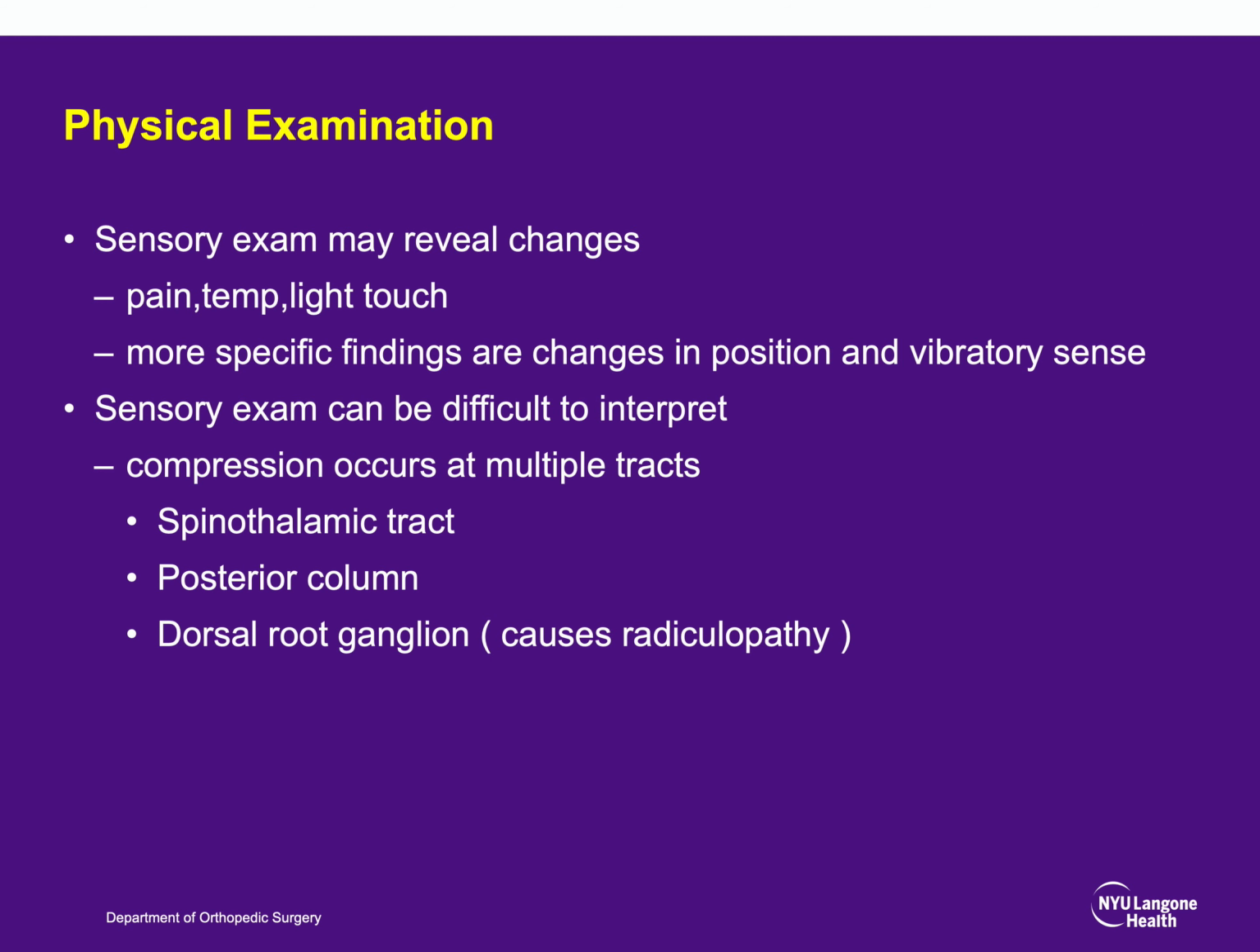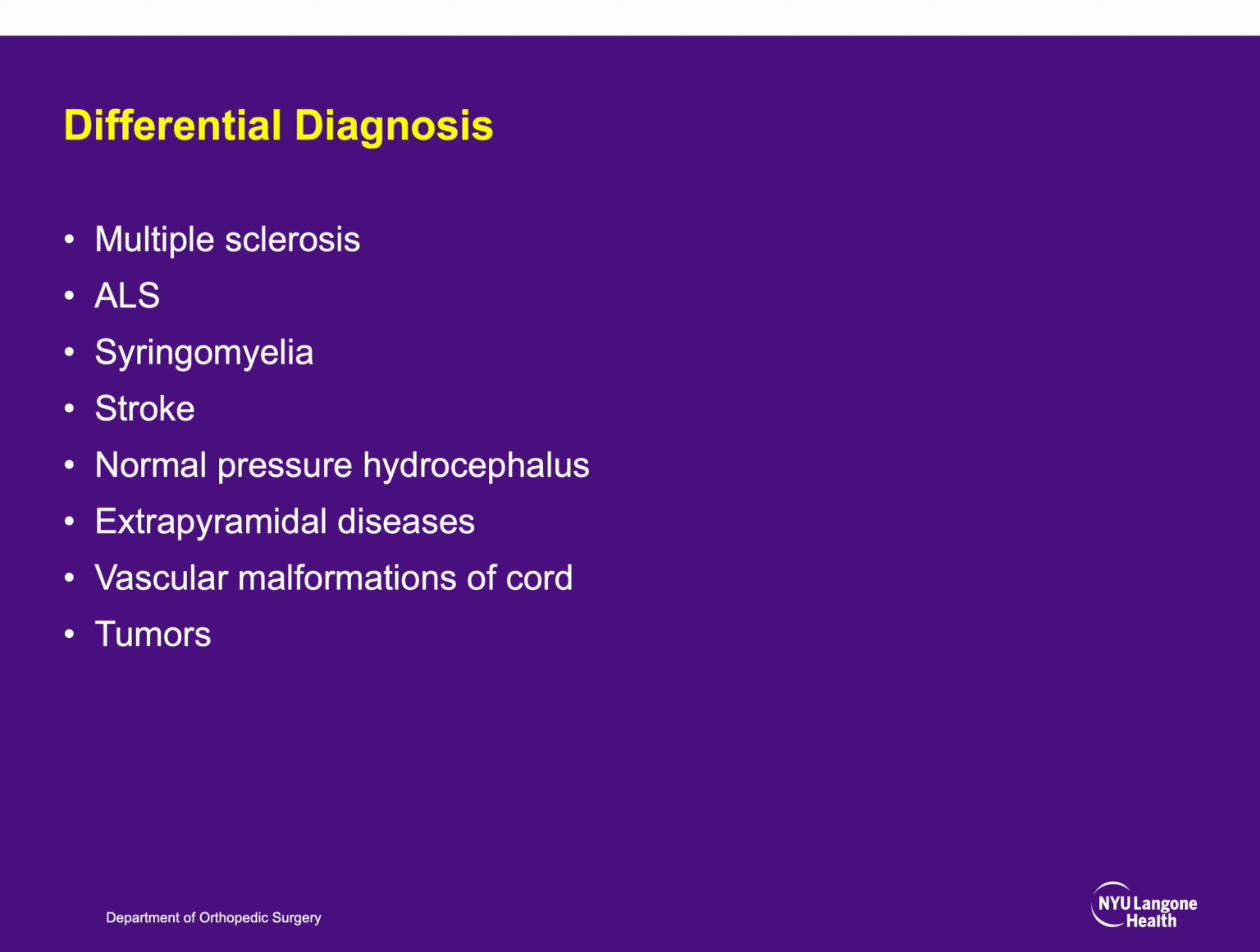Sensory changes may include changes in pain, temperature, and light touch perception. There can also be involvement of the dorsal column with changes in position and vibratory senses. Sensory examination is at times difficult to interpret, as the compression can occur at multiple regions of the spinal cord.